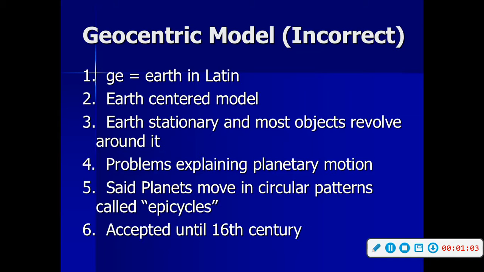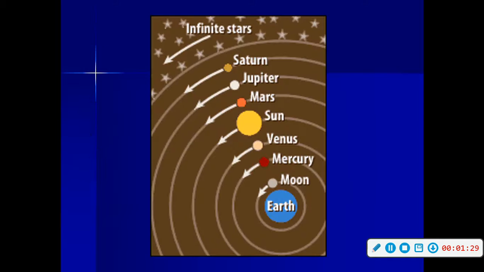You guys remember, recalling back to our earlier notes, that the planets move in loops, and they decided that, okay, they move like that in their orbits, they move in loops. And a lot of scientists were like, that doesn't make sense, it doesn't look good. So they move in circular patterns called epicycles. This was accepted till the 16th century, until some people came along and changed the thoughts.